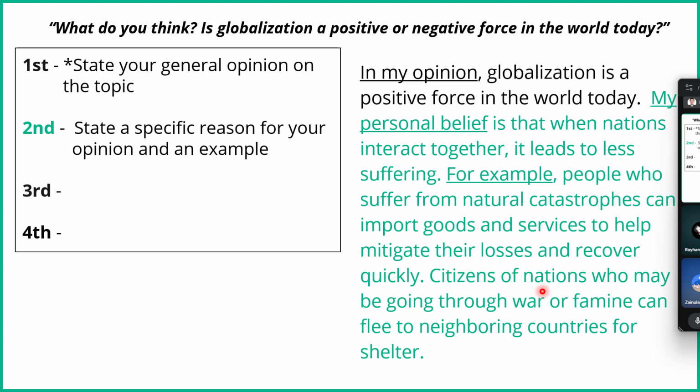Or citizens of nations who may be going through war or famine can flee to neighboring countries for shelter. It is another example for this one. So it is the second step. Second step in order to answer. We have first, the general opinion about it. Then we express our first reason. And then we have the example for it.